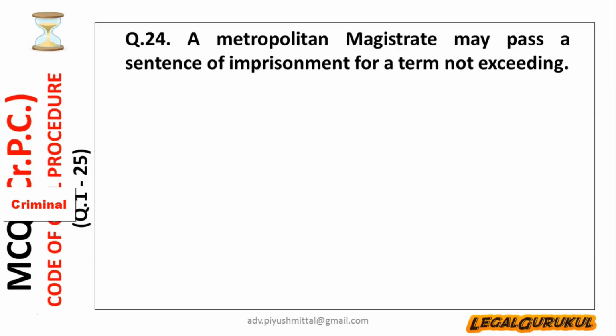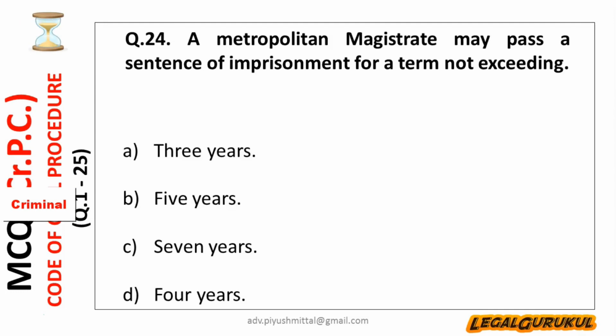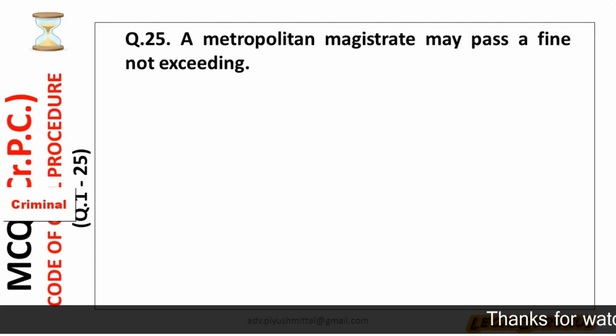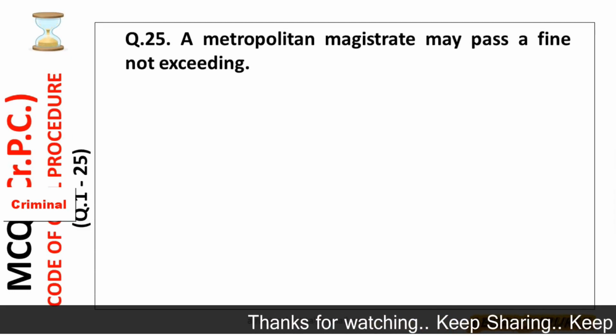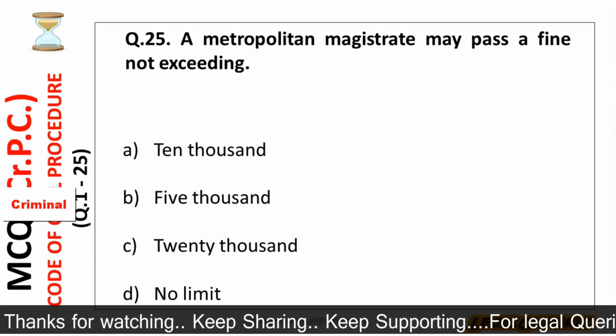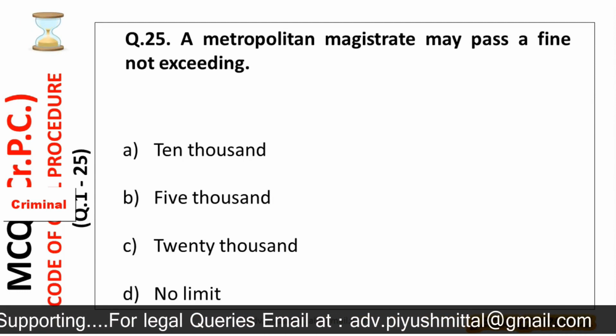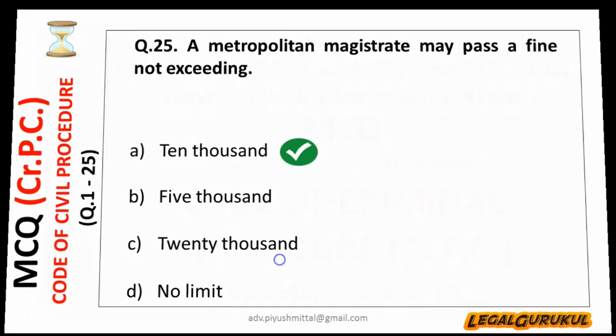Question number 24. A metropolitan magistrate may pass a sentence of imprisonment for a term not exceeding A. 3 years, B. 5 years, C. 7 years, D. 4 years. And the correct answer is A. 3 years. Question number 25. A metropolitan magistrate may pass a fine not exceeding option A, rupees 10,000, B, 5,000, C, 20,000, D, no limit. And the correct answer is A, 10,000.